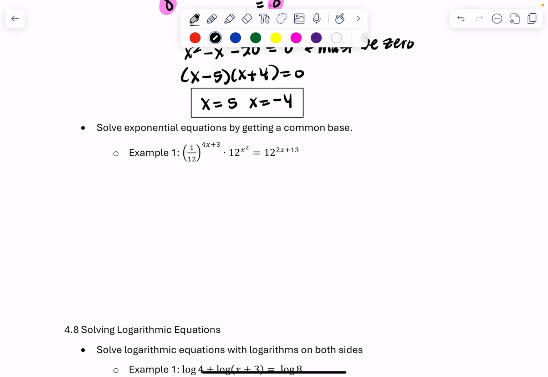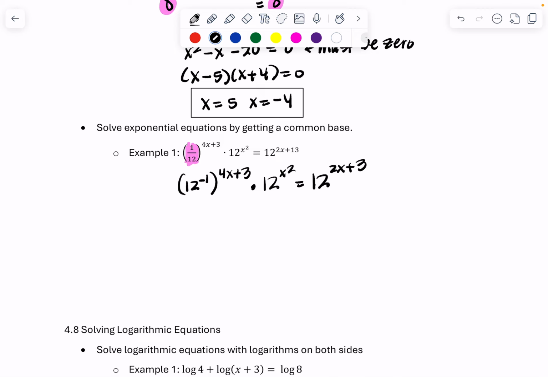Okay, so on this one, they all have a 12, but notice one of them is not quite 12. This is 1 over 12. So you've got to know the rules there for the exponents. If I flip that one, then that becomes a negative 1 exponent on the 12. Okay, and I'm going to just bring everything else down.